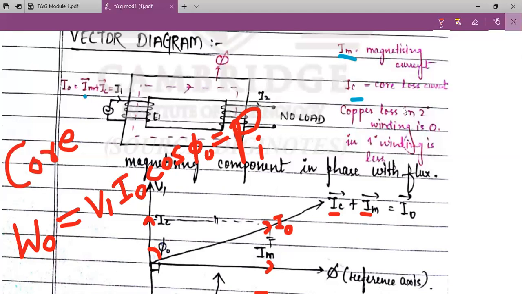Do you know the condition for maximum efficiency? No. Condition for maximum efficiency?